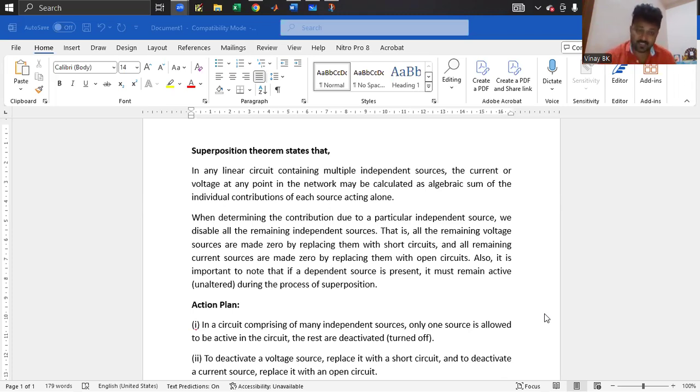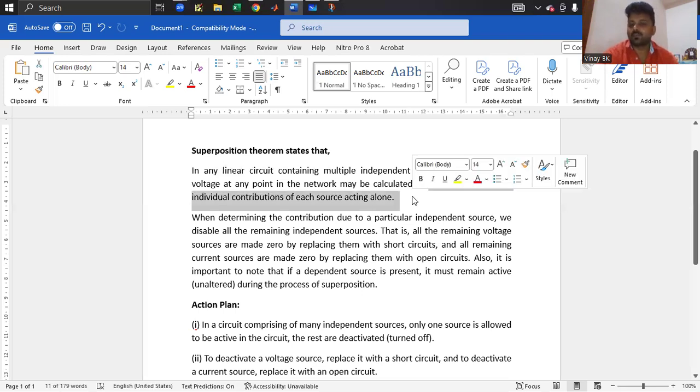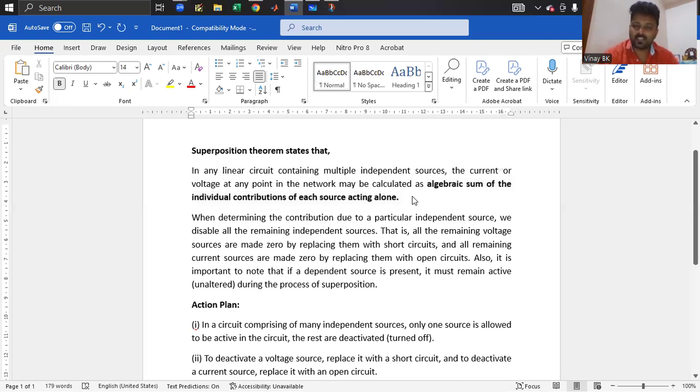Okay. So now we can see the superposition theorem, which states that in any linear circuit containing multiple independent sources, which means more than one independent source, either current or voltage, the current or voltage at any point in the network may be calculated as the algebraic sum of the individual contribution of each source acting alone. So this is the statement.